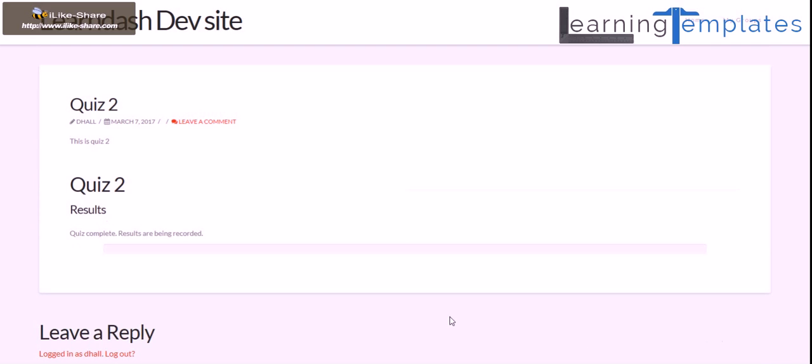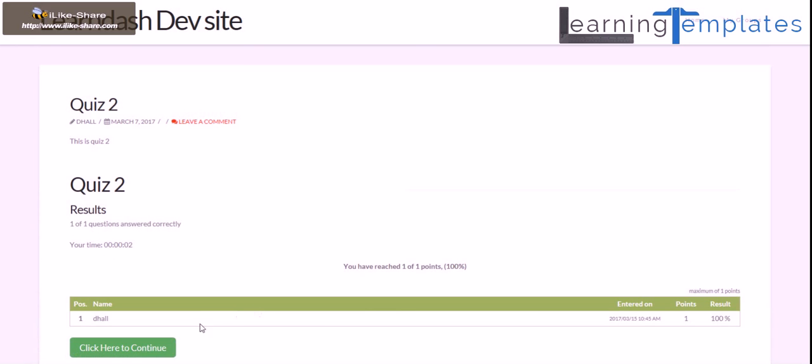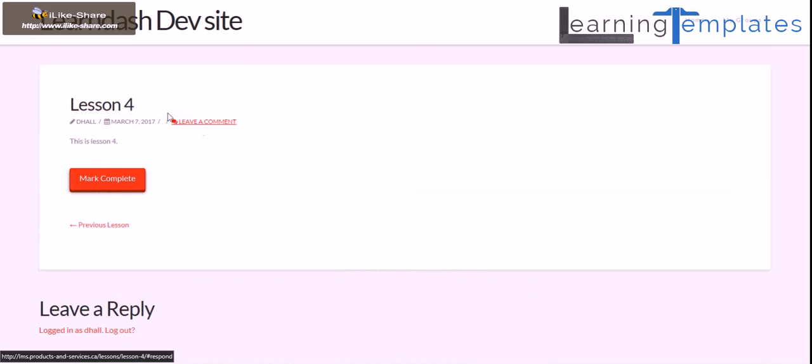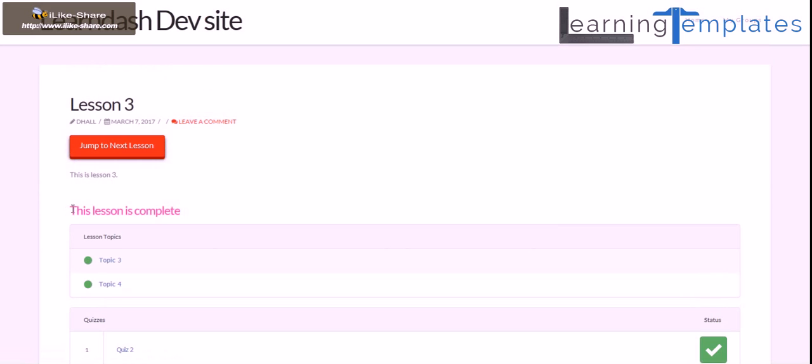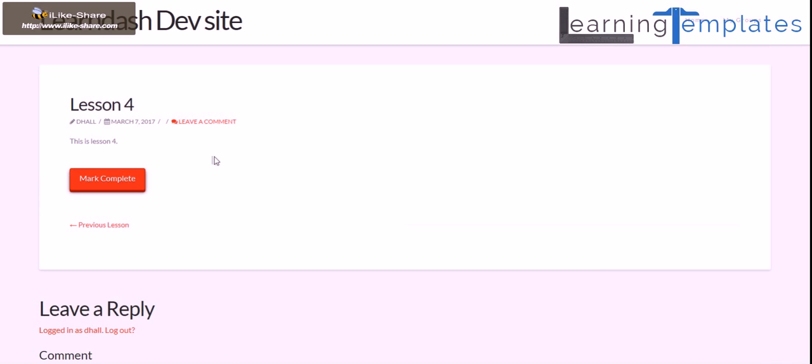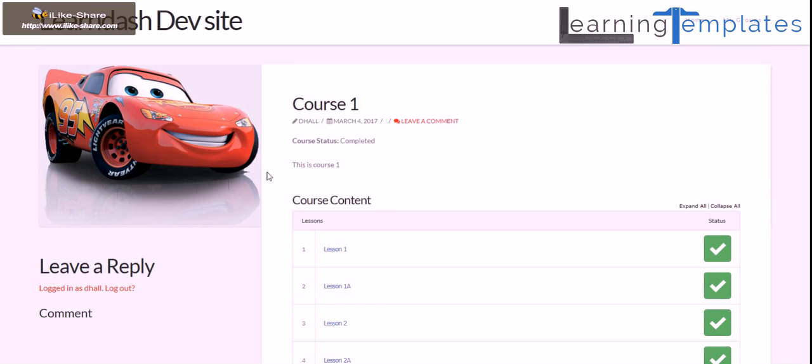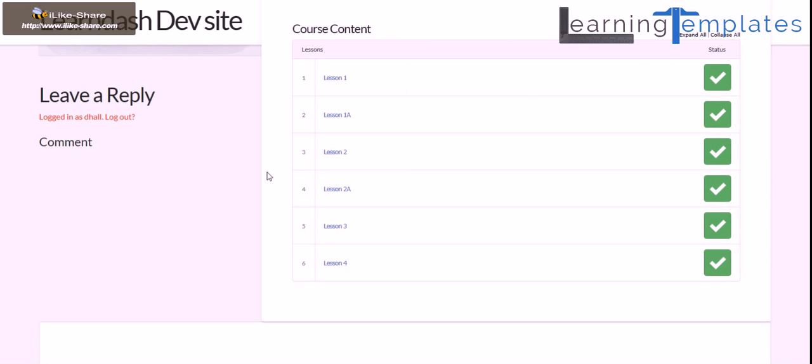I mark quiz 2 complete by answering the question and continue, and it'll go to lesson 4. So if we revisit lesson 3, we'll see the quiz is now complete, and because of that, this lesson is complete. Jump to the next lesson. Lesson 4 is a simple lesson, and it is the last one, so we mark it complete. And that completes the whole course.